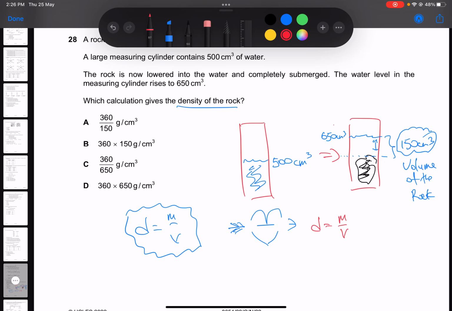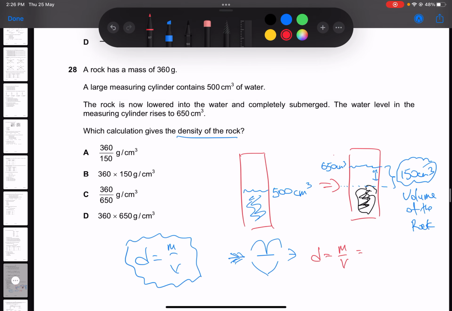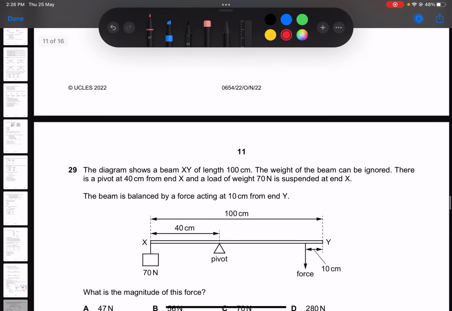Anyway, mass is provided to us. What was it? Yeah, 360 grams. And the volume we just calculated, so bring up the volume here. It's going to be 150 centimeter cube. Do we have to calculate it? No. Even just leave it in terms of a fraction. It's easy. So it's A, right?